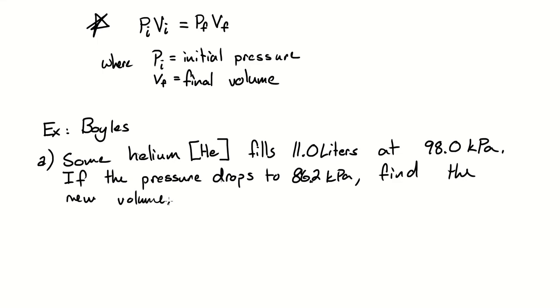Okay. So we have a balloon that's 11 liters at 98 kilopascals of pressure. We're going to drop the pressure. Now I need to think about what's going to happen with the volume. Right off the bat, if pressure decreases, according to Boyle's law, what should happen with volume? Volume should increase. So right off the bat, before I do anything, should my answer be larger or smaller than 11? Larger. If I get something smaller, it's a good sign that I've done something incorrect.